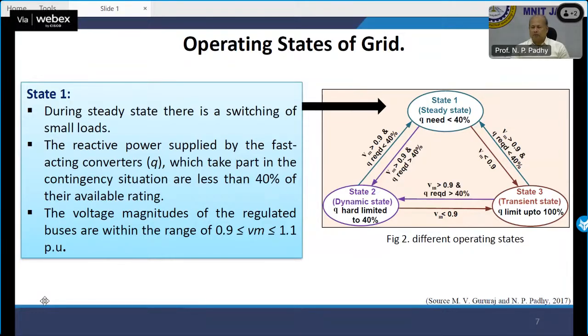Any distribution system with or without microgrid has to operate with 3 different states. I told you yesterday that a microgrid can be used for demand response, for demand side management, and for peak energy deficit management. Similarly, today a microgrid is used for voltage control mechanism.